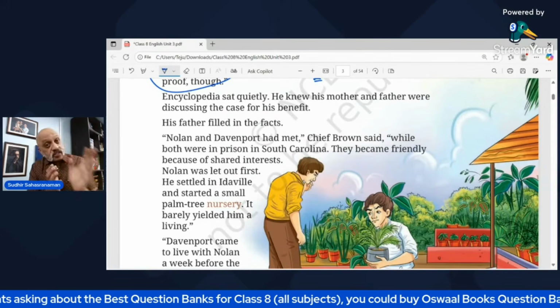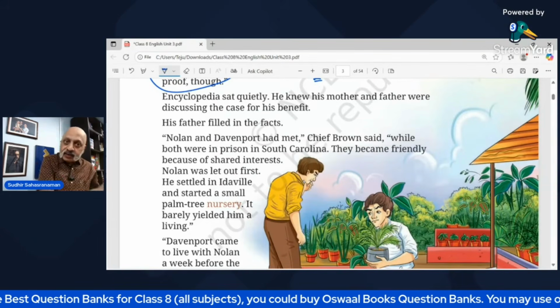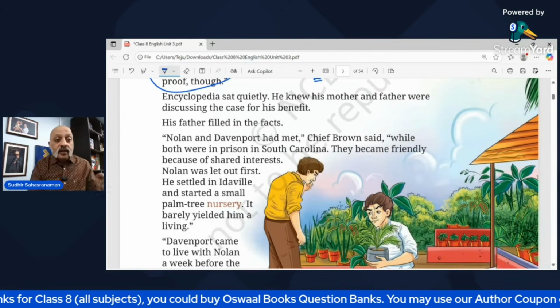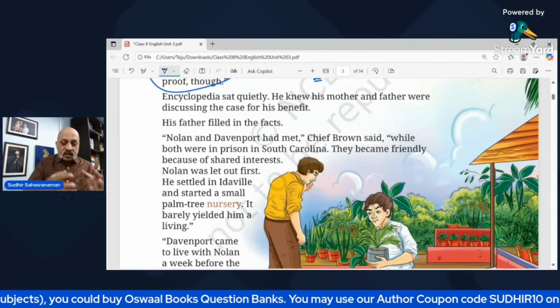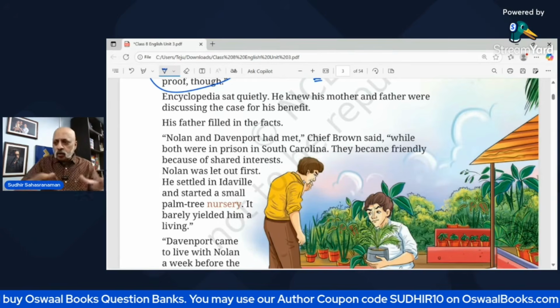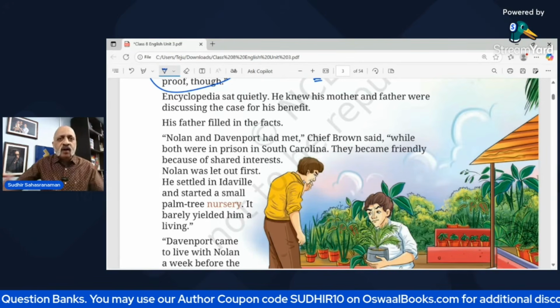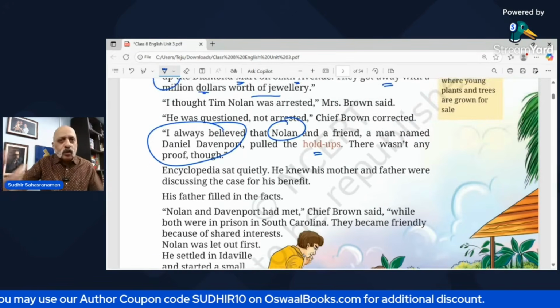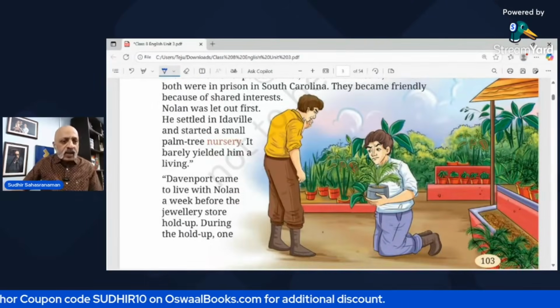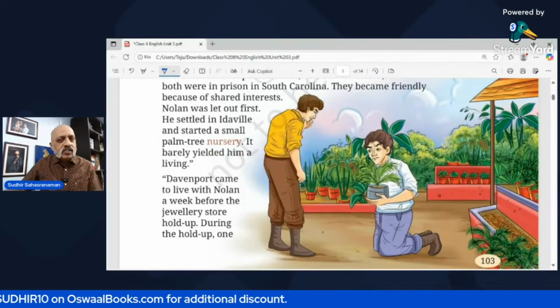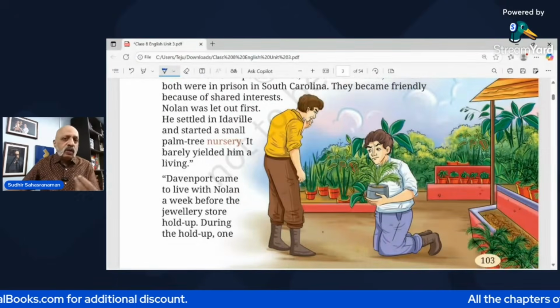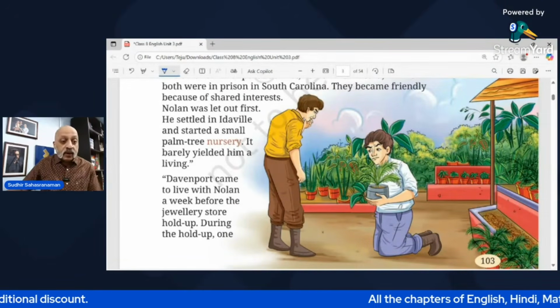Nolan was let out first. He was released first. He settled in Idaveli, okay, and started a small palm tree nursery. Nursery is where you would have nurseries in your neighborhood where you get plants and flowering plants, etc. You can buy it from there, okay. It barely yielded him a living, but obviously you can't make too much money. So it didn't get him too much money.